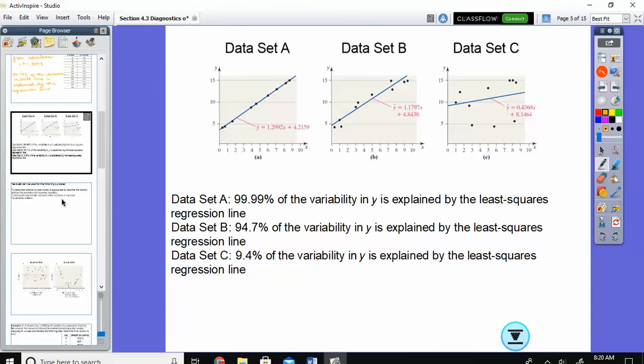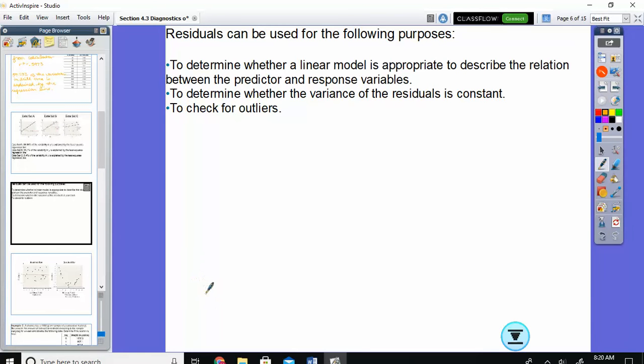Okay. So the second piece I want to talk about is more about the residuals themselves. We did calculate the residual last week. It's our observed minus our predicted. We can use that for a couple things. We can use it to decide if a linear model is good. So should I use a linear model? We can look at if the variance is constant, and we can use it to check for outliers.